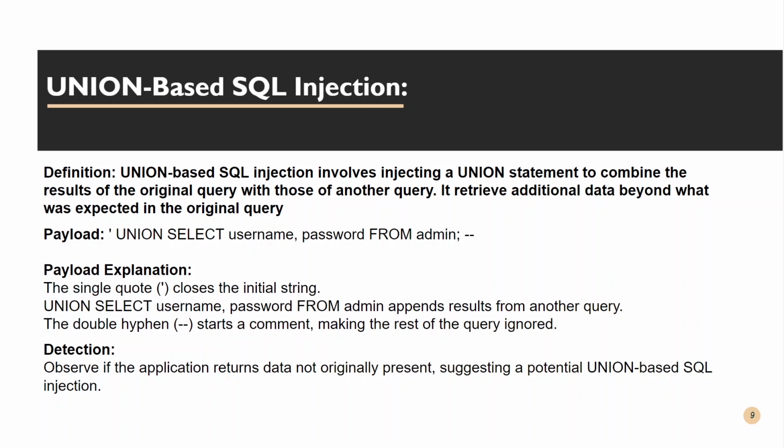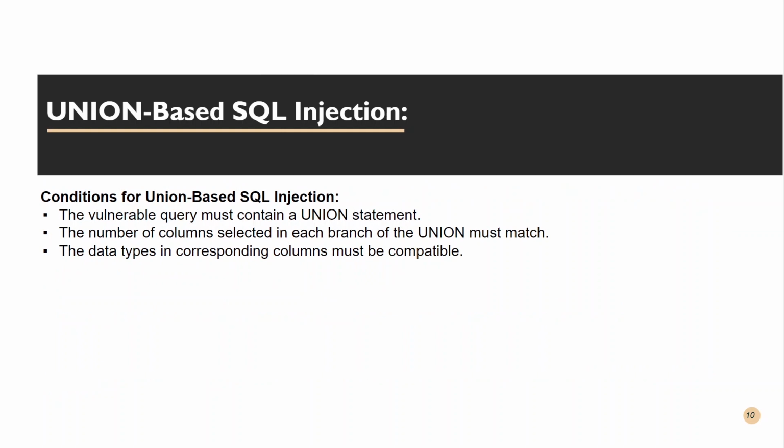suggesting a potential union-based SQL injection. There are some conditions that need to be satisfied in order to exploit a union-based SQL injection, and that involves: the vulnerable query must contain a UNION statement. The number of columns selected in each branch of the union must match, and we're going to see how to confirm this. And lastly, the data types in corresponding columns must be compatible. So if you want to extract string data, both tables must contain string data types. You can't combine an integer with a string data type. That is just going to throw up an error.